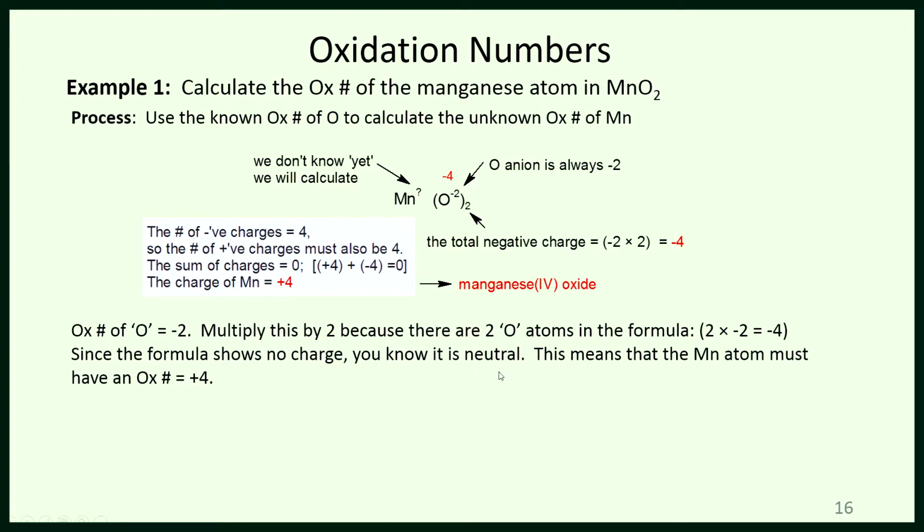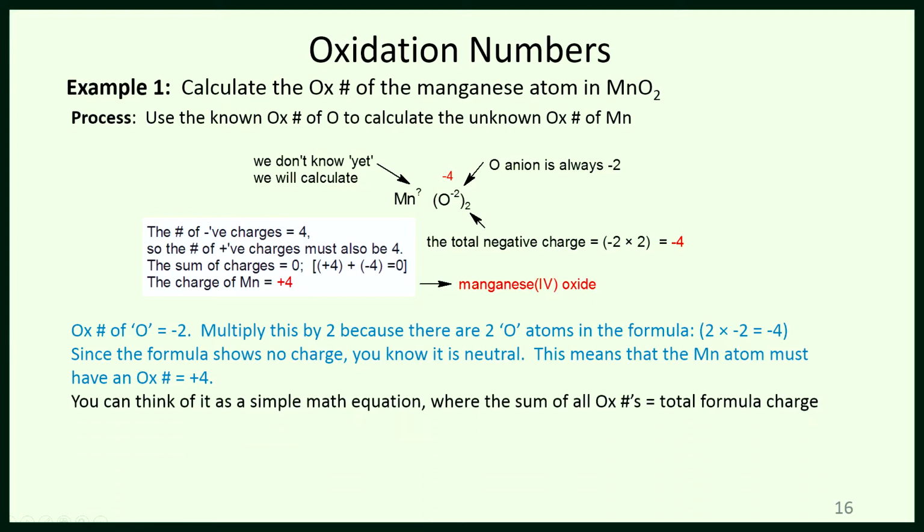Because of that, you know it's neutral, and this means that the manganese atom must have an oxidation number of +4 such that the total positive and negative charge equals 0. Now, it's helpful to think of this as a math equation, if you like. We're going to solve for the oxidation number of manganese plus a -4 for the 2 oxygens must equal 0. Rearranging this equation, we find that manganese is +4.